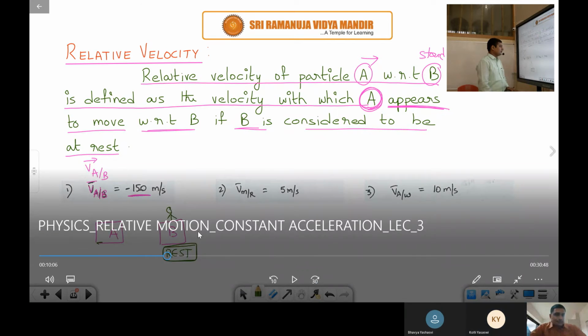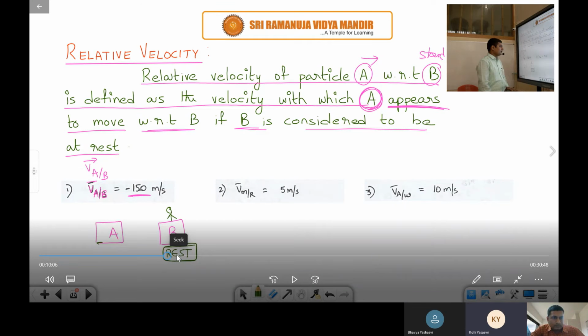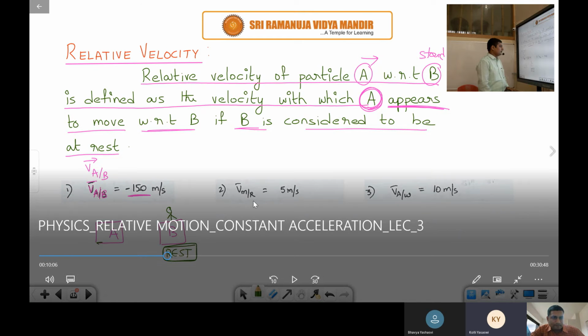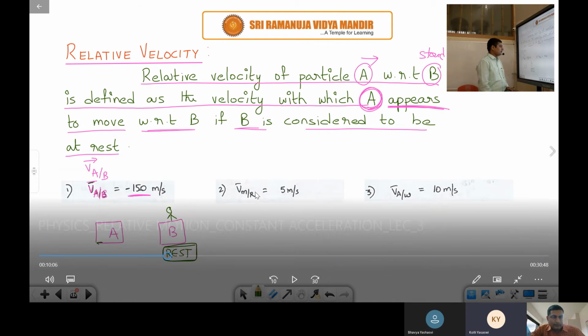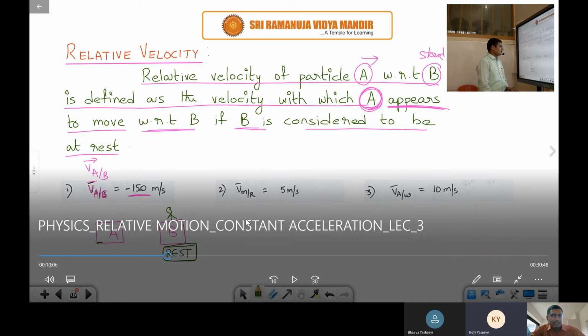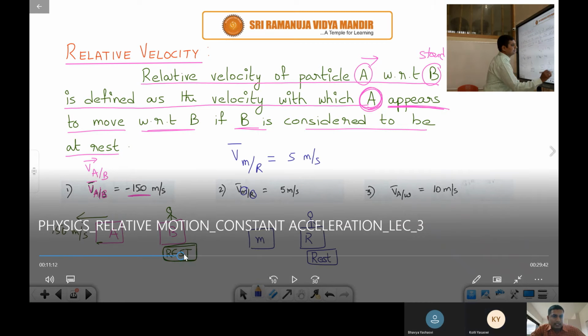Same way, tell me, velocity of man with respect to river is 5 meters per second, what does it mean? It means velocity of man with respect to river minus the velocity of river. No, basically we are standing on the river and observing the man. Correct. We are standing on the river, so the river is at rest, and the man is moving with 5 meters per second.